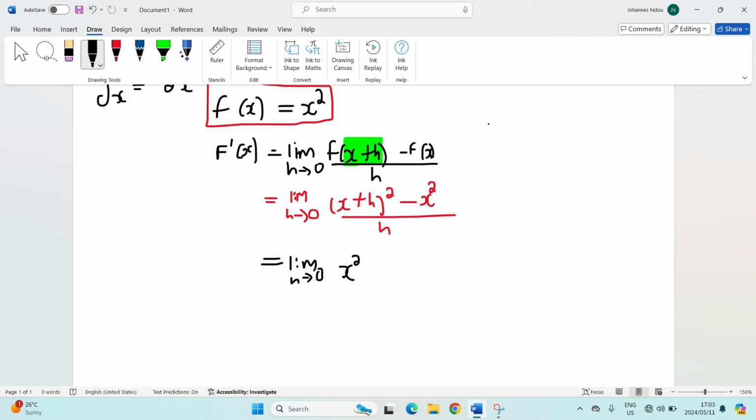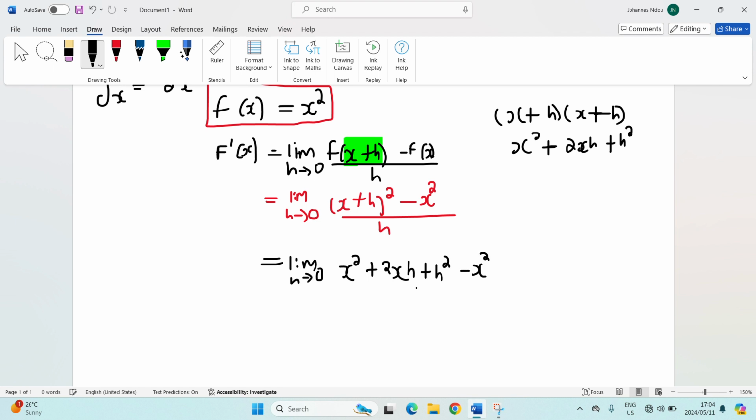Now, if you FOIL this thing, you're going to have x plus h into x plus h. X multiplied by x will be x squared. X times h will be xh. And another xh will be 2xh. And then plus h squared. Now, let's take that and replace it in this expression. So it's x squared plus 2xh plus h squared minus x squared. And that's everything divided by h.